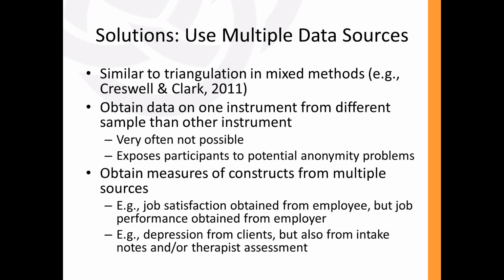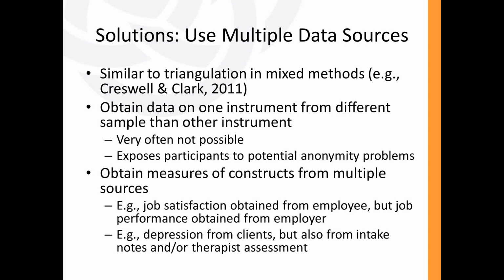Okay, so using multiple data sources, this is one of the first methodological preventative measures. It's similar to triangulation in mixed methods. Triangulation is where you use different sources of data to zero in on the construct that you're interested in. So you might have a survey, you might conduct interviews, you might get information from people who are also able to provide information about a certain individual. And there are a couple of examples here, so let me go through those.